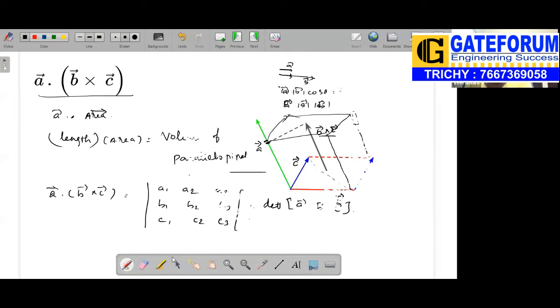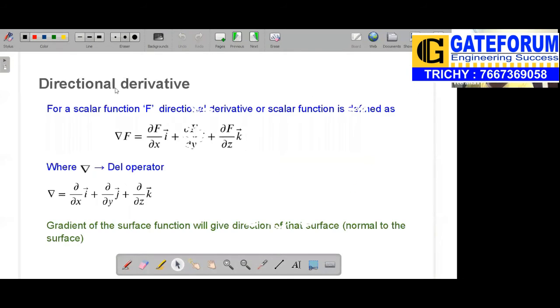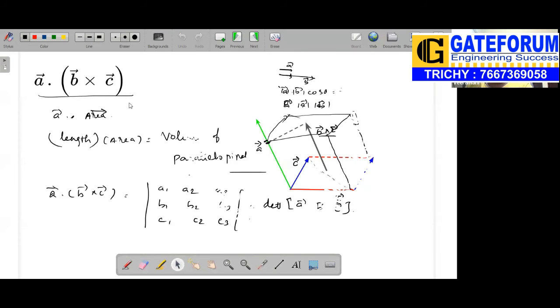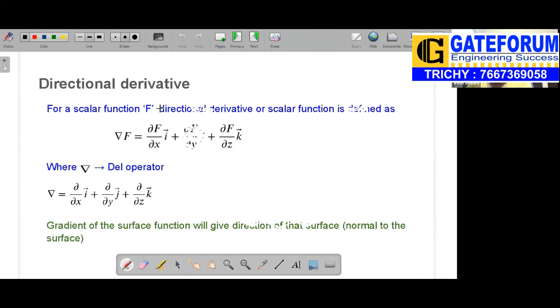Okay. Fine. You will find some questions based on this. They will ask you to find A vector dot B vector cross C vector. They will give three vectors and ask you to find it. You do not need to compute B vector cross C vector and then A vector dot that. You can directly use this and get the answer. Okay. Fine. Now coming to the main part.